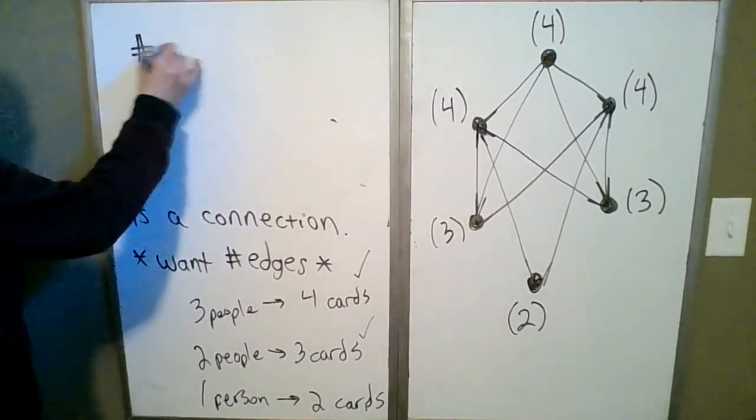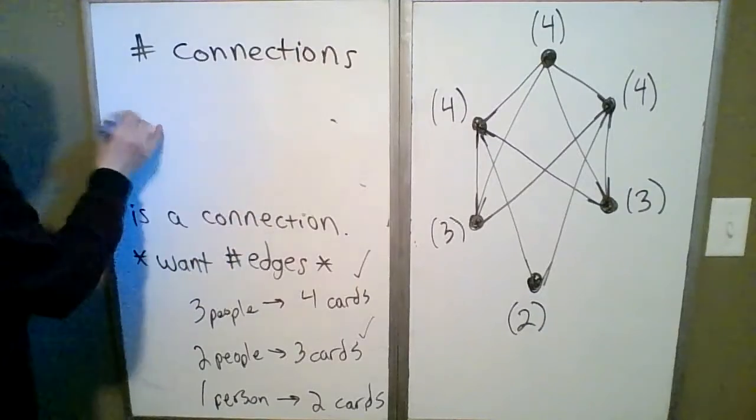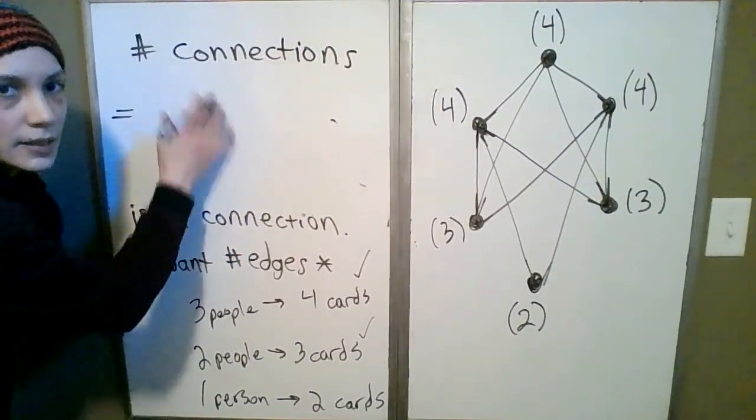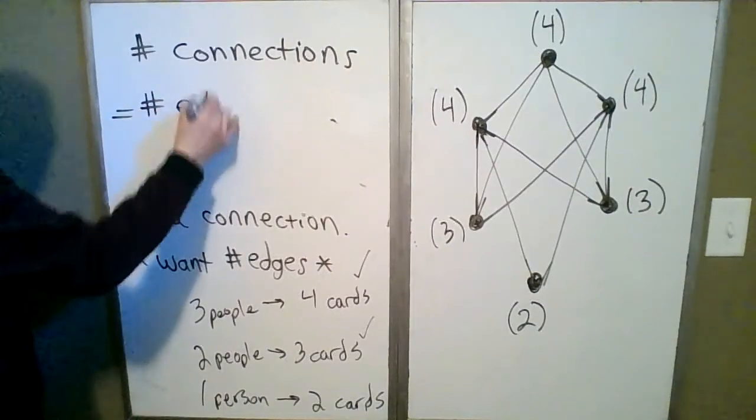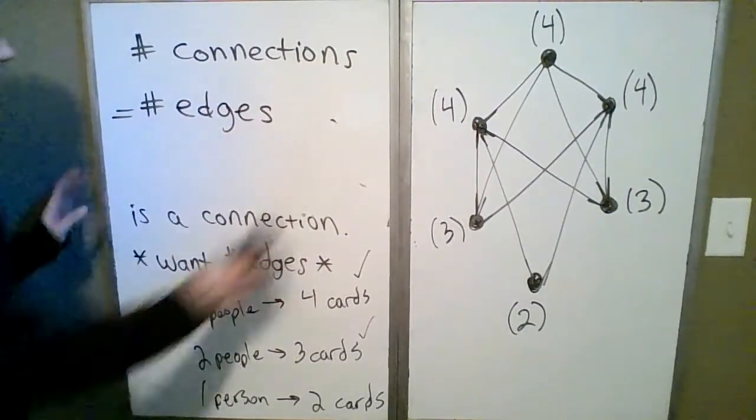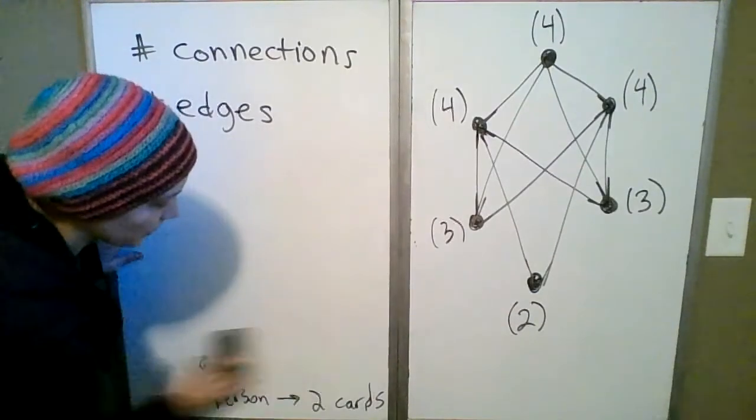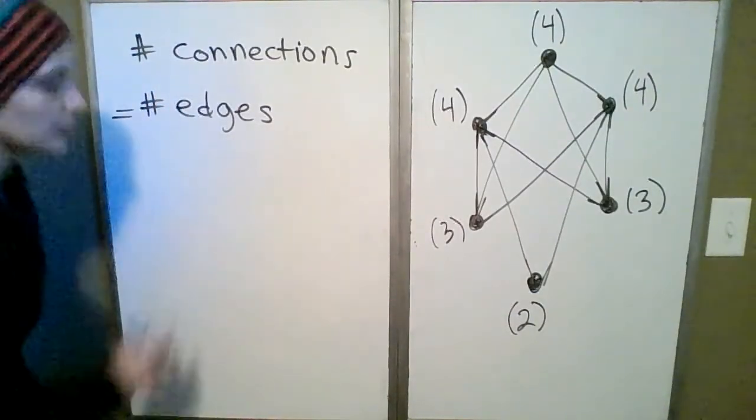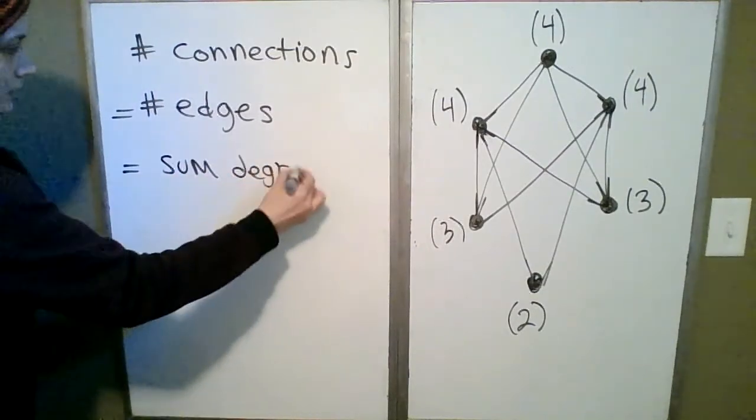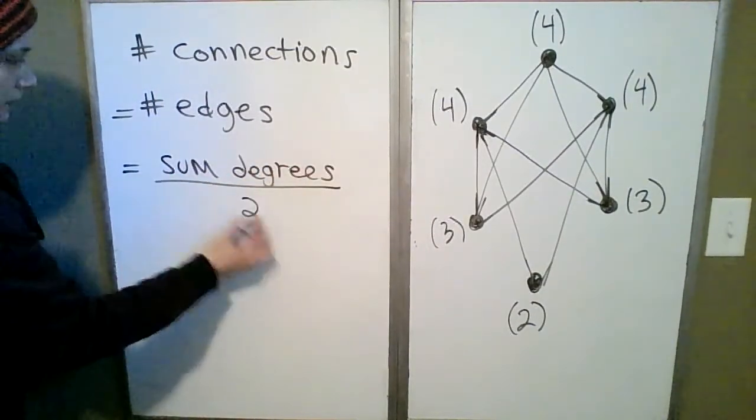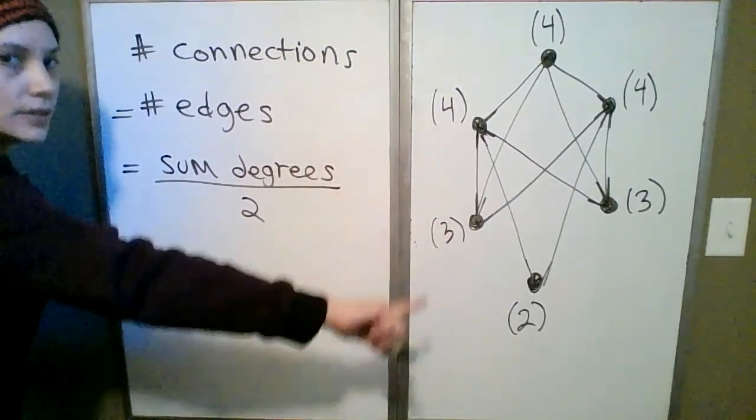So number of connections. And in this problem, it means we want the connections are going to be the edges. So the number of edges. You could count, or you could use the theorem. So you can find the sum of the degrees and divide by 2. Okay, 4 plus 4 plus 4, and 3 and 3 and 2.